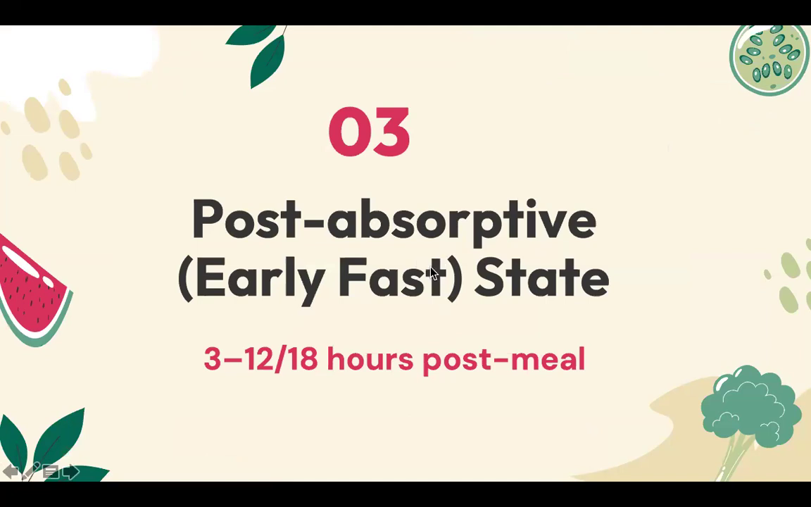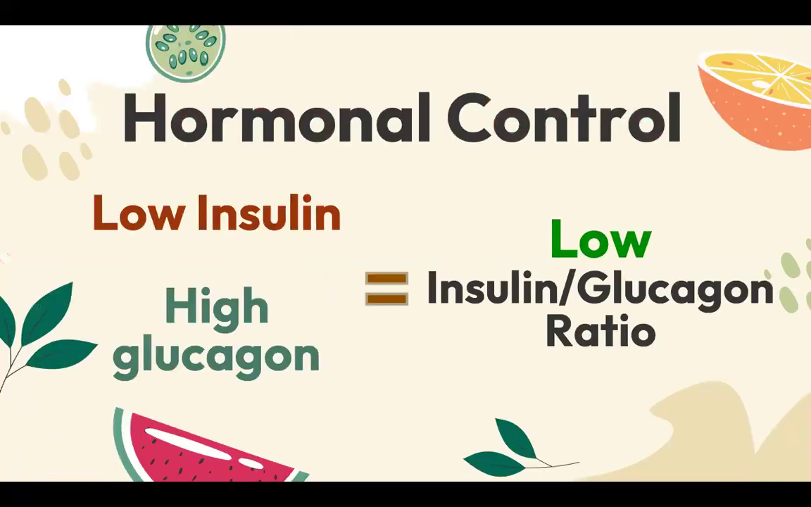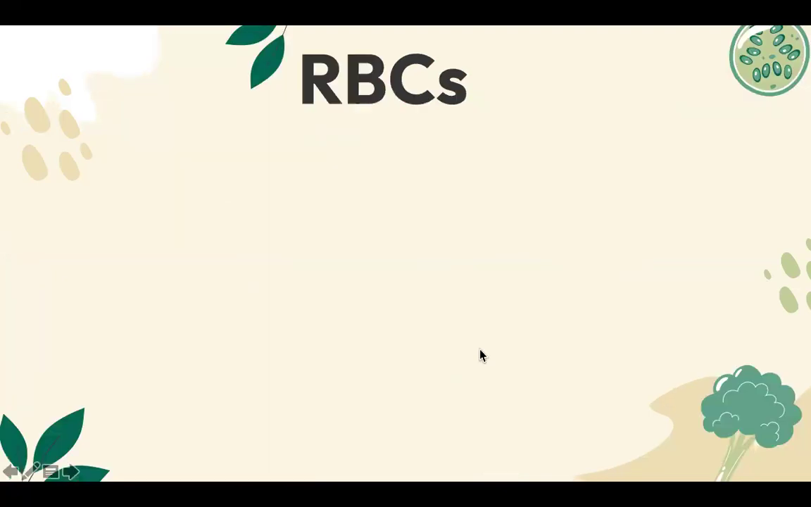Now, the second stage is the post-absorptive early fast stage. This happens 3 to 18 hours after a meal. So if you think about it, at this point, the glucose levels in your body are already low. If there's less glucose, there's less insulin released from pancreas cells and more glucagon. So there's low insulin, there's high glucagon, and the ratio would be low. This means more catabolic pathways get activated, and that makes sense because we have low glucose. And so we need to break down more glycogen to form glucose.